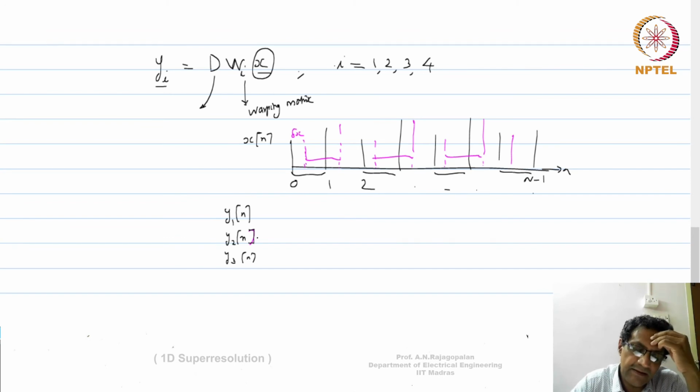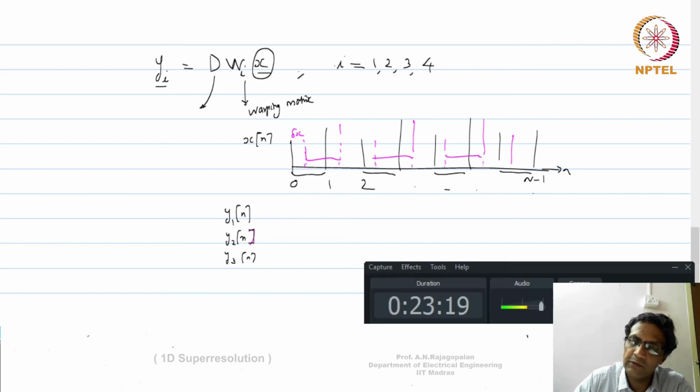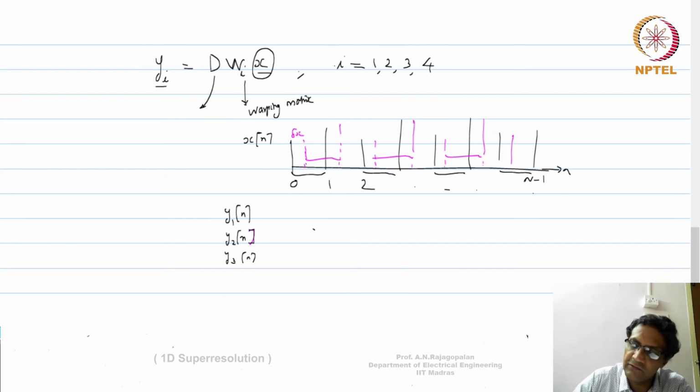Now the idea is that, given these observations, what we would like to do is to get our x out. x is your high resolution sequence. So we are looking at the 1D case, and we would like to get our x[n] back. Now, before we can do that, we need to understand what this model is going to look like.